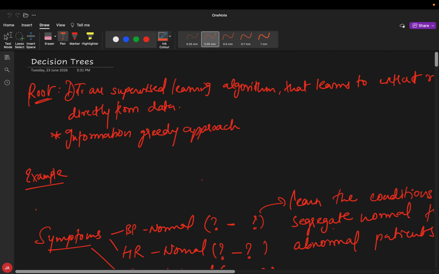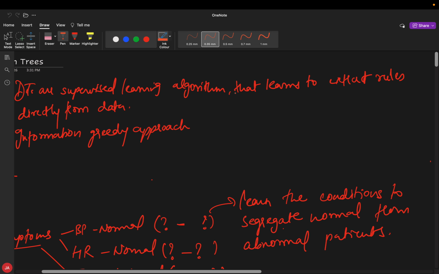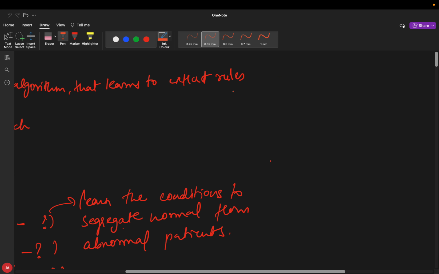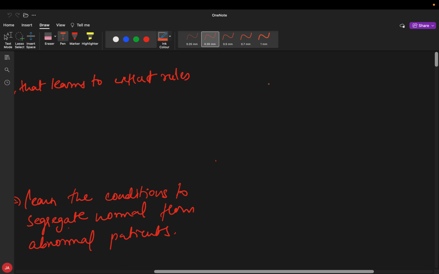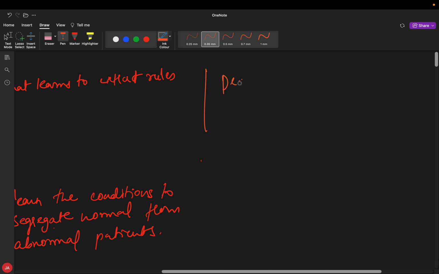So decision trees, what is the root problem that decision trees aim to solve? Let's say decision trees are a supervised learning algorithm that learns to extract rules from data directly.